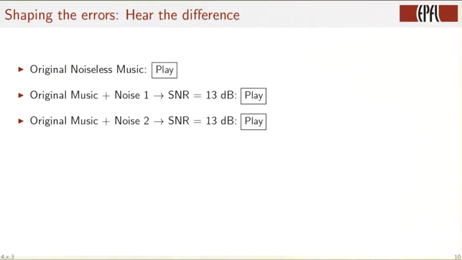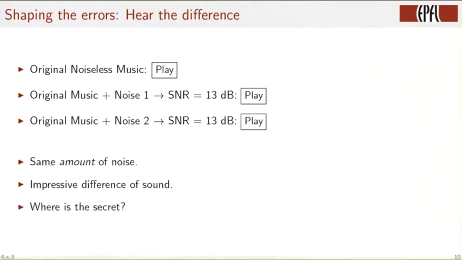And it's probably pretty difficult to distinguish the original from this version, which is the MP3 version. So we have the same amount of noise. There is an impressive difference. Let's understand this secret.